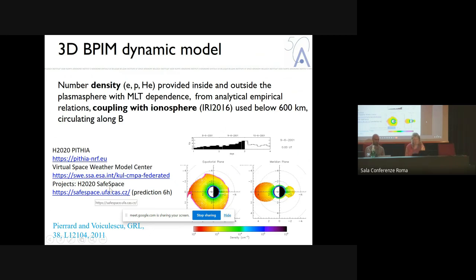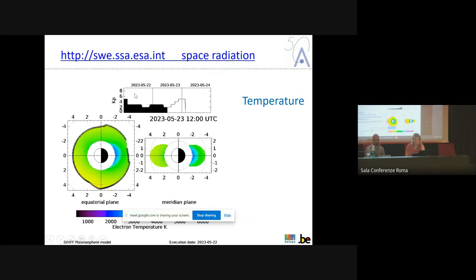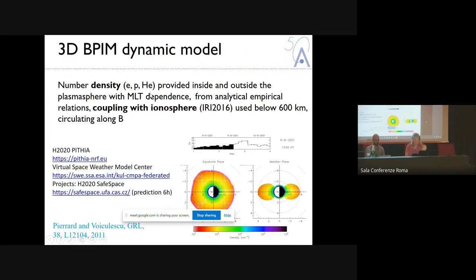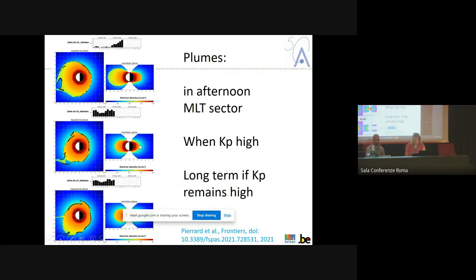Here on the website of ESA, it's more nowcasting, and on PITHIA it's that you can enter any date that you want in the past. So the model reproduces also the plumes.